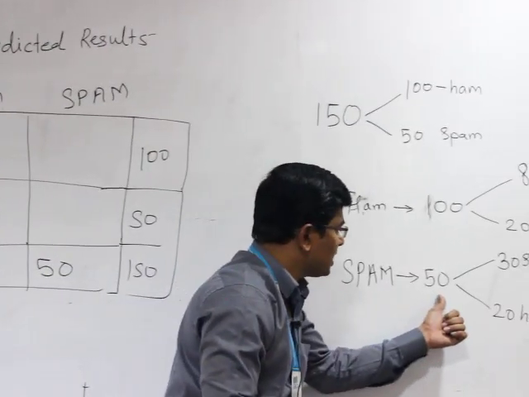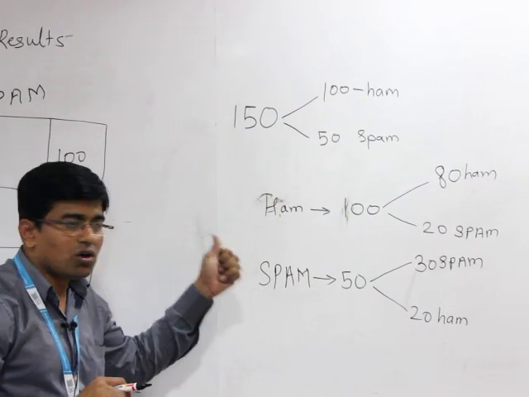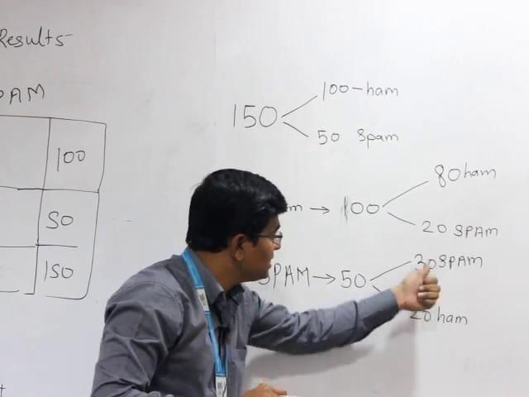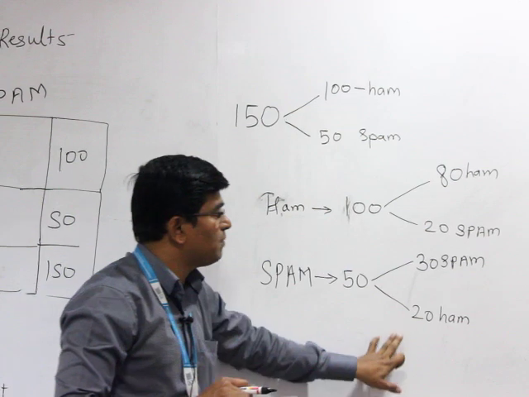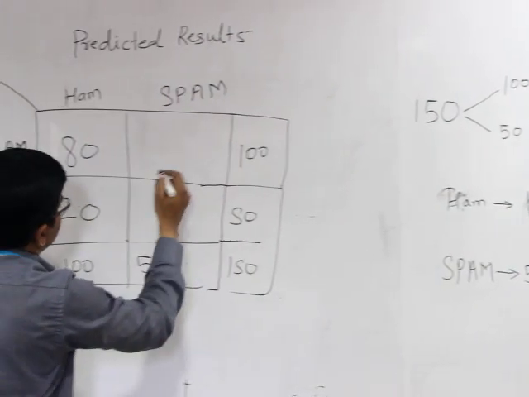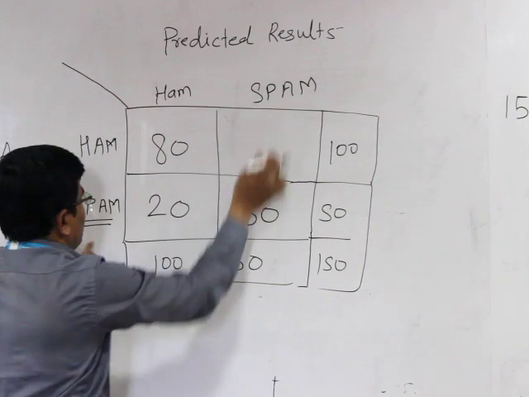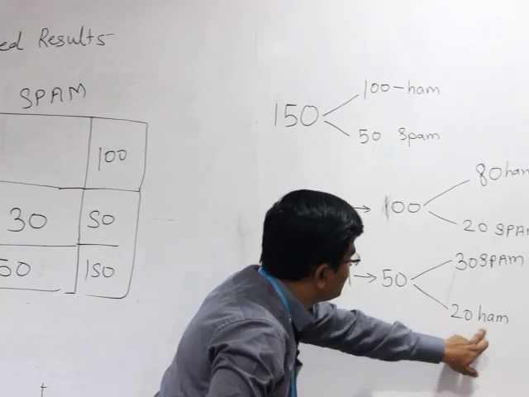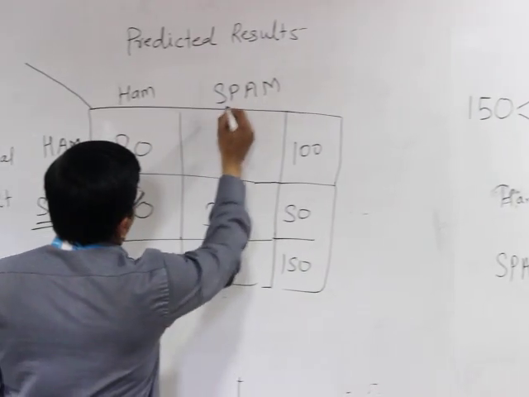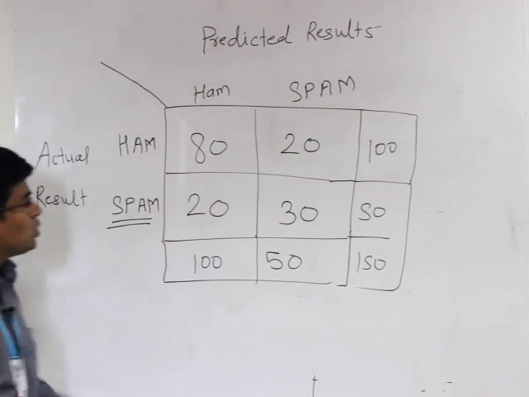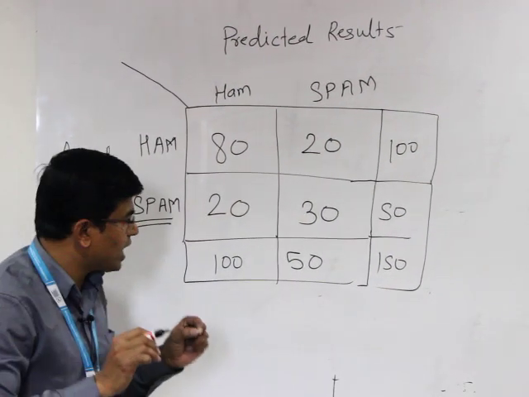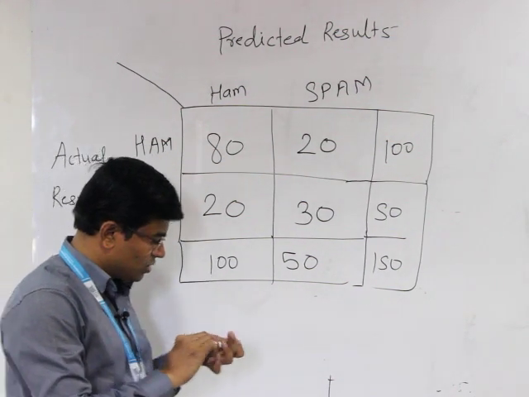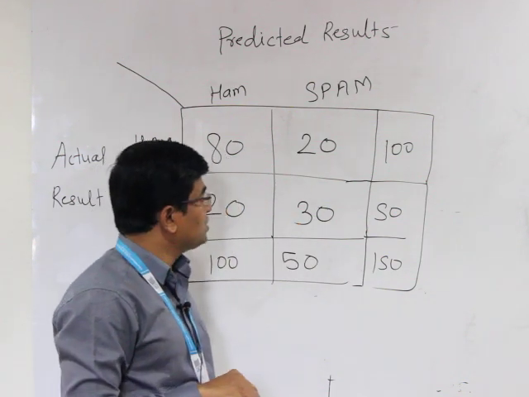Similarly, for spam, there are a total of 50 instances or emails. Out of that, 30 are actually spam and 20 are ham, meaning 20 are misclassified as spam. So 30 are predicted as spam and actually they are spam. Similarly, 20 are predicted as spam but actually they are ham, so they are misclassified. So this is what a contingency table, also known as the confusion matrix. From this contingency table, we can analyze the performance of a classifier.